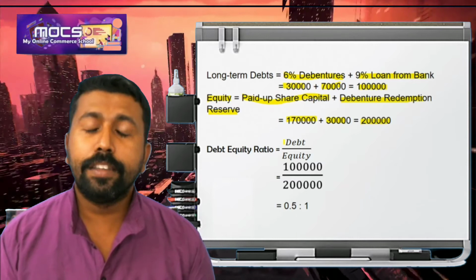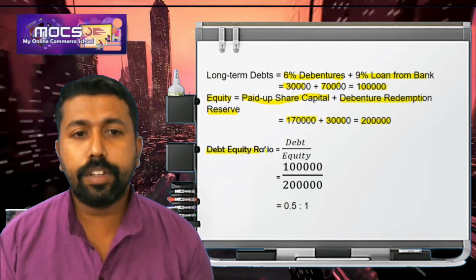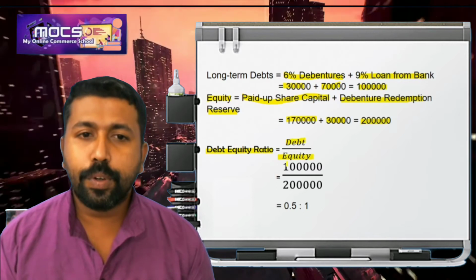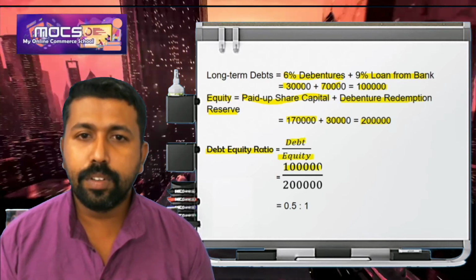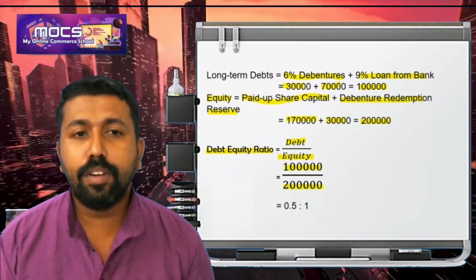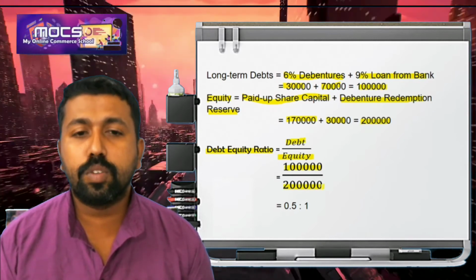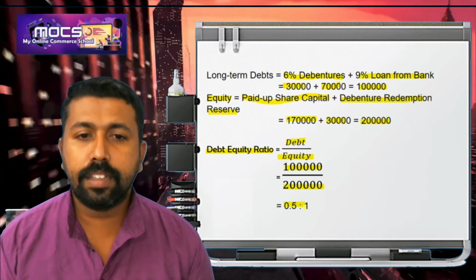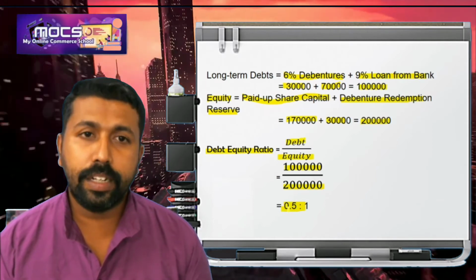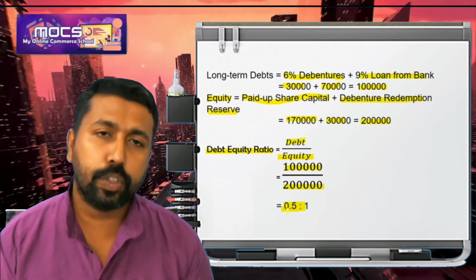Remember, every time the equation is: debt equity ratio is equal to debt divided by equity. So 1 lakh is the value of debt, divided by the value of shareholders fund, which is 2 lakh. So that is the value, 0.5 we are getting. So 0.5:1 is the debt equity ratio.